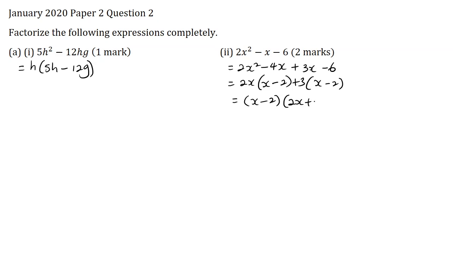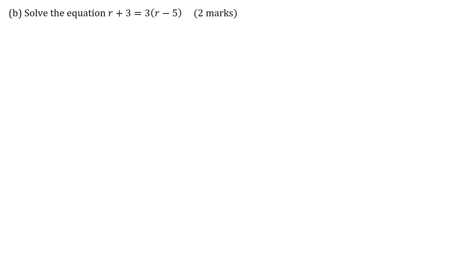Part B, solve the equation r plus 3 is equal to 3 open brackets r minus 5 close brackets for 2 marks. So I'm going to write here r plus 3 is equal to 3 open brackets r minus 5. And I want to expand this bracket here. So r plus 3 is equal to 3r minus 15.